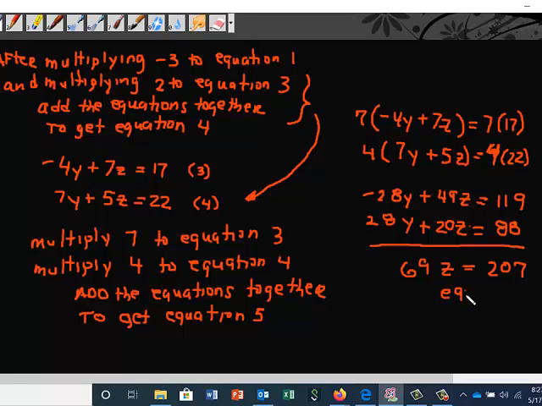This is equation 5. This is our equation 5. How do you see that? Okay, take the time, pause the video, copy down these notes if you can, and we'll continue with this problem.